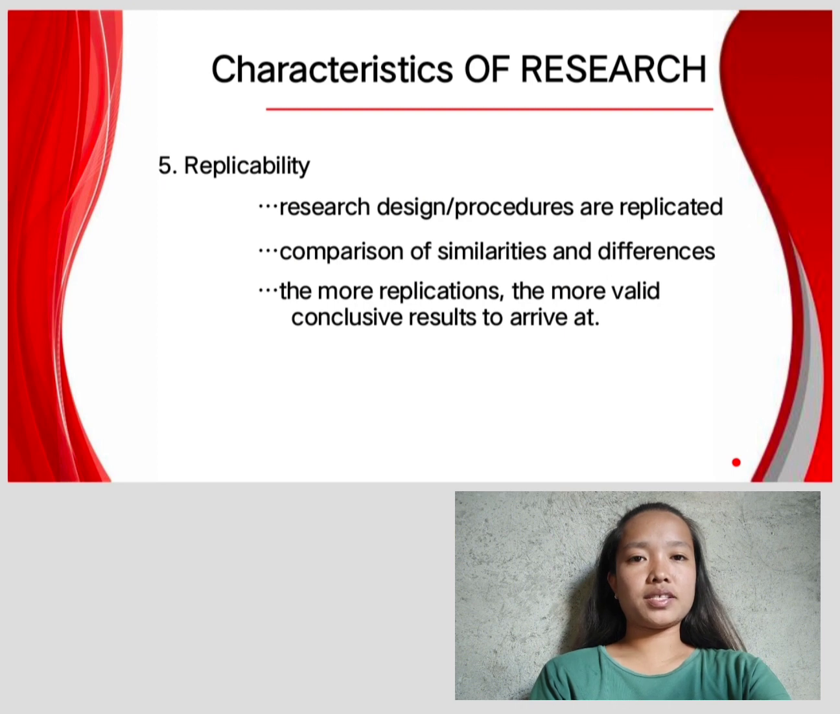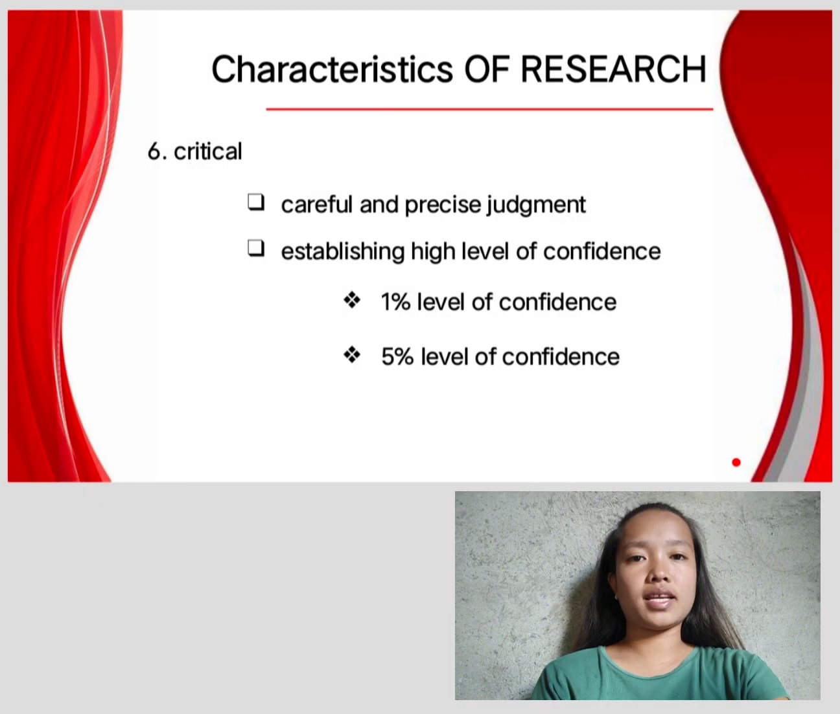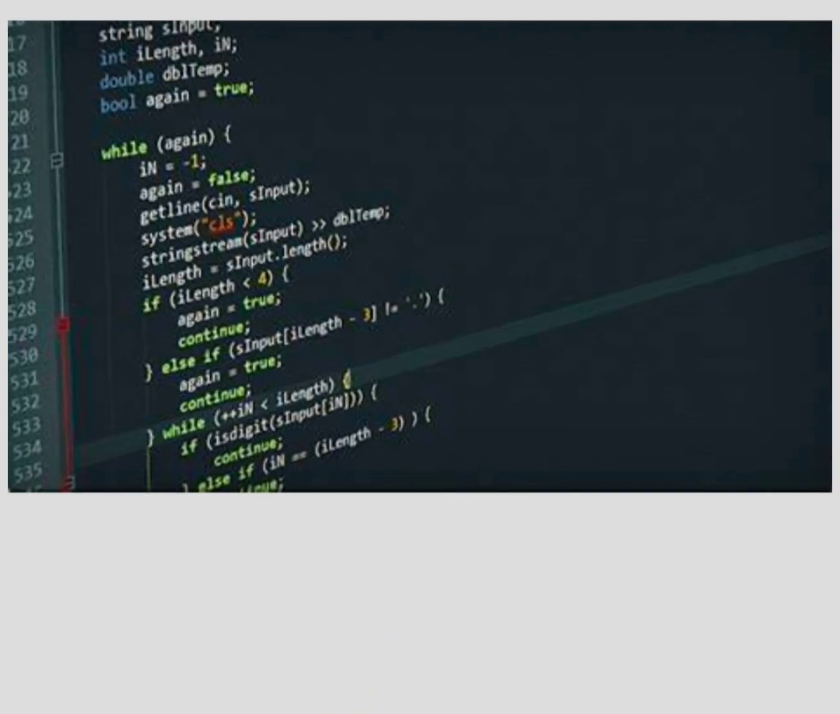Replicability. Research design or procedures are replicated. It is a comparison of similarities and differences. The more replications, the more valid the conclusive results arrived at. Critical. Careful and precise judgment establishing a high level of confidence. 1% level of confidence, 5% level of confidence.